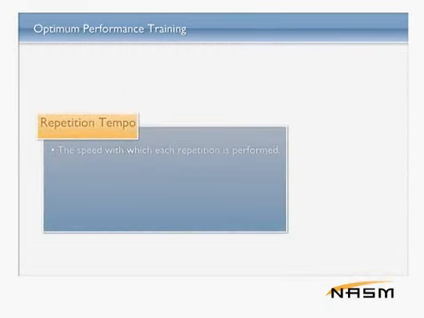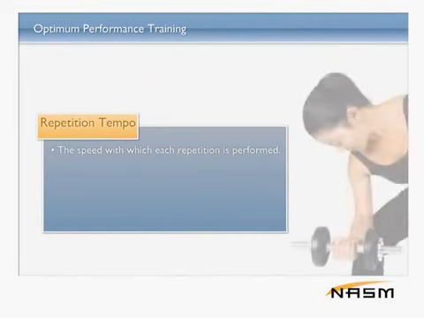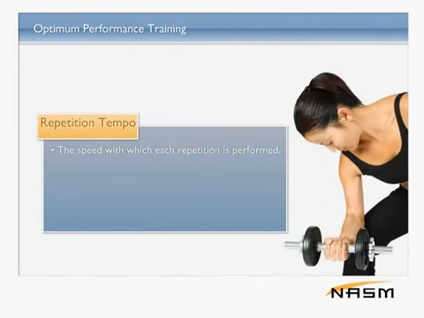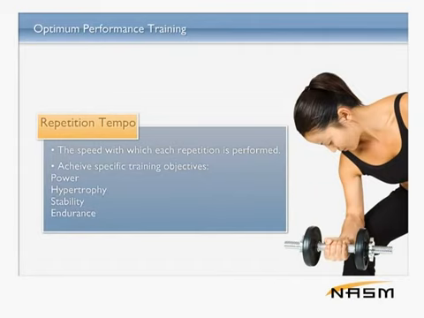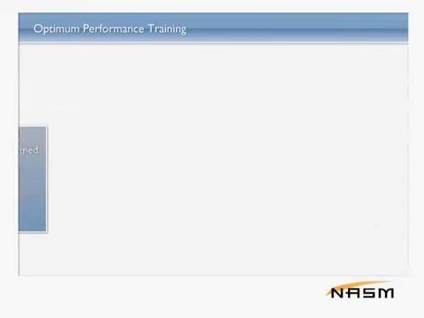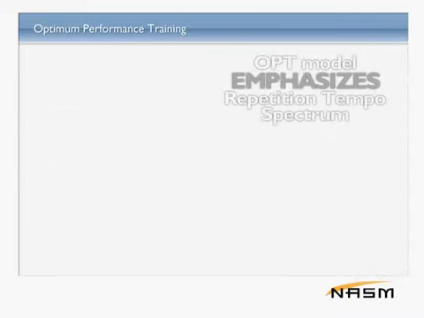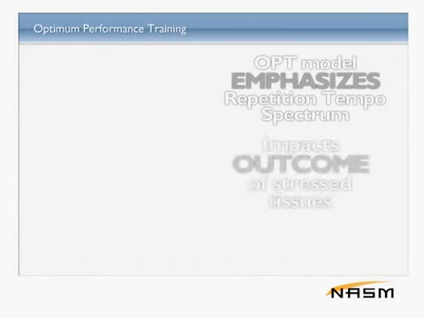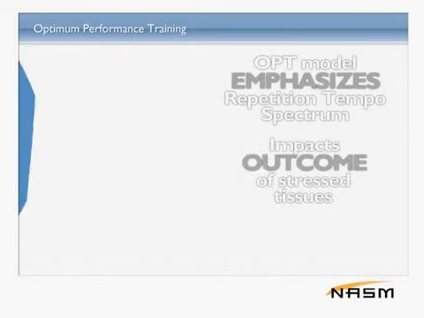Repetition tempo refers to the speed with which each repetition is performed. This is an important variable that can be manipulated to achieve specific training objectives, such as power, hypertrophy, stability, and endurance. The OPT model places a major emphasis on the repetition tempo spectrum, as it has a significant impact on the functional outcome of the stressed tissues.